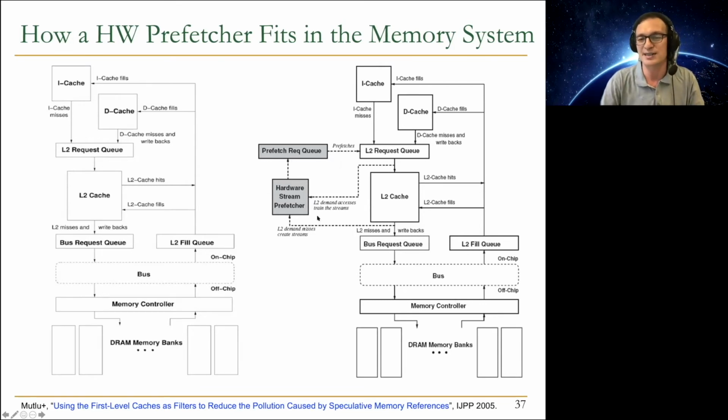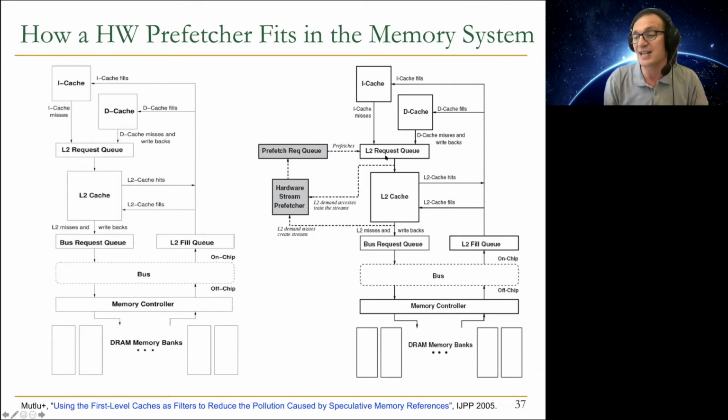But the point of this slide is to say that a prefetcher can be placed at some level of the hierarchy. And this is an example prefetcher. It's called a stream prefetcher. You will see an example of this. Basically, it observes the requests that are coming into the L2 cache, and it also observes what is missing in the L2 cache. And then based on that, it generates prefetches into the memory system, right?